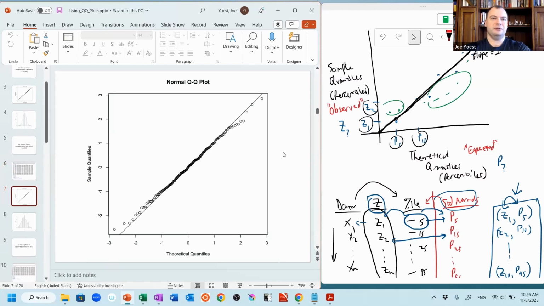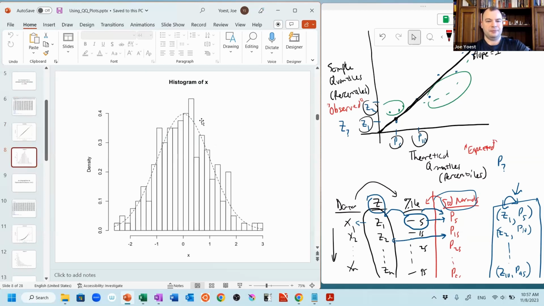So what would a very, very nice QQ plot look like? Again, perfect random draws from a normal distribution, sample of size 200. This is what it would look like, right? The middle corresponds very nicely to the 45-degree line, that slope 1 line. The edges get a little bit fuzzy, but this is about the best that you would hope to see. This would be what I would call the textbook case.